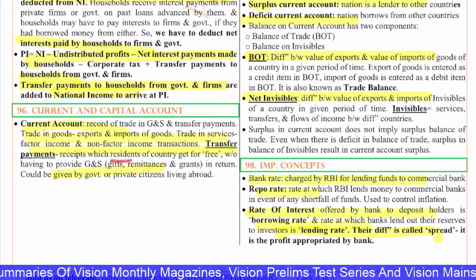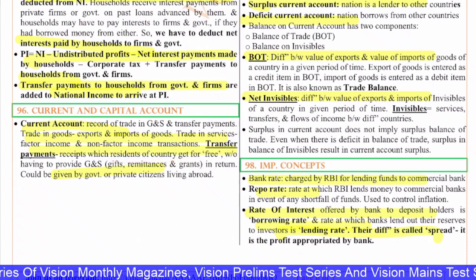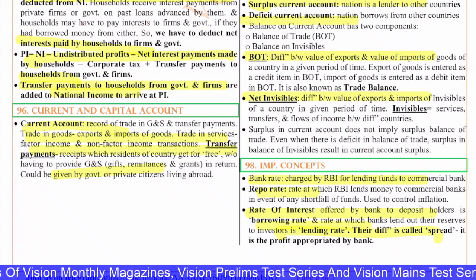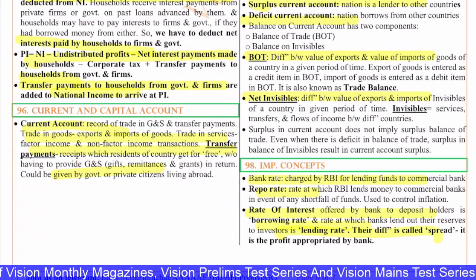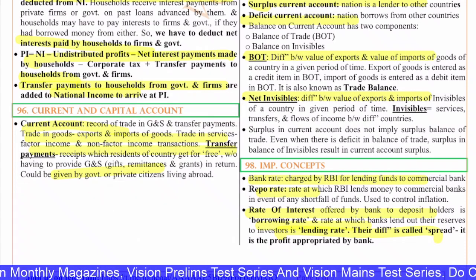The transfer payments, if you see, are the receipts which the residents of the country get for free without having to provide any goods and services. For example, the grants, the gifts, the remittances and all. It could be given by the government or the private citizen living abroad.